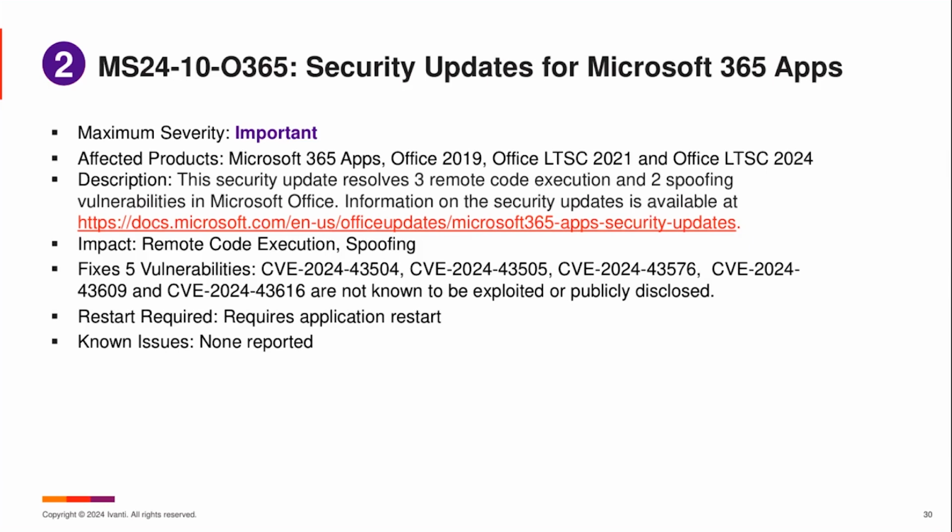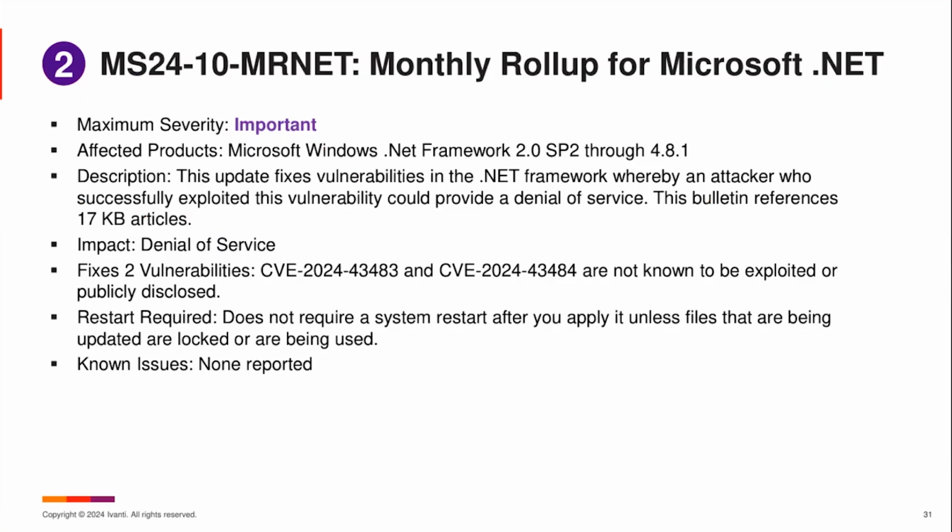We did see a few more vulnerabilities addressed in the click-to-run versions of the Office applications. Again, this includes the O365 apps, Office 2019, and the 2 long-term service channels, 2021 and the newly released 2024 that Chris talked about also in the introduction. Again, 5 vulnerabilities addressed. None of these are known to be exploited or publicly disclosed. So again, just rated important this month, but obviously you should roll them out fairly quickly.